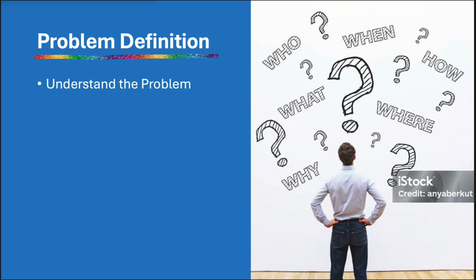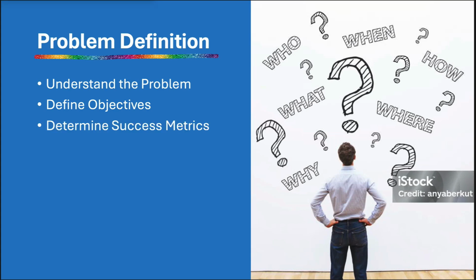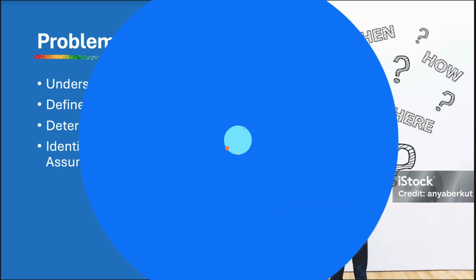During the problem definition phase, you should first understand the problem, clearly articulate what the problem is and why it needs to be solved. Understand the context and the background. Second, define objectives. Establish what you want to achieve. This could be improving accuracy, reducing costs, increasing efficiency, etc. Third, determine success metrics. Decide how you will measure success. This would be metrics like accuracy, precision, recall, F1 score, and other relevant metrics. Fourth, identify constraints and assumptions. Recognize any limitations or assumptions that could affect the solution.